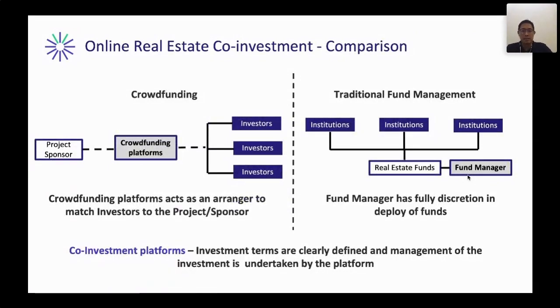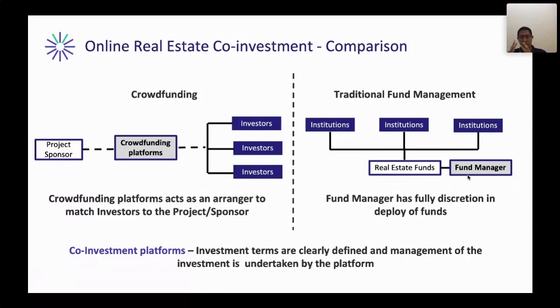Okay, this is a very common question we get. So what is the difference between crowdfunding and co-investment? And what's the difference between traditional fund management and co-investment, right? Well, crowdfunding, simply put, is the practice of funding a project or venture by raising small amounts of money from a large number of people, typically through the internet. Right? Obviously, there are some similarities, but also some major distinctions, right?